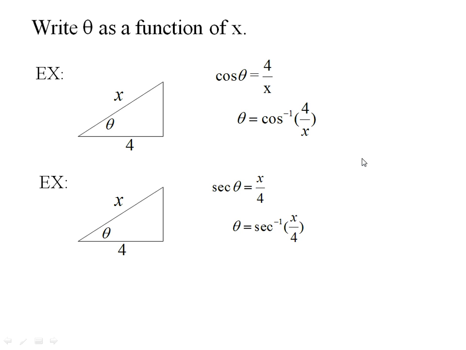That's my answer. Now, same triangle on the last example here, but instead of doing adjacent over hypotenuse, I suppose I could have done hypotenuse over adjacent and said secant of theta is x over 4. So theta would be inverse secant of x over 4. And we've got it.